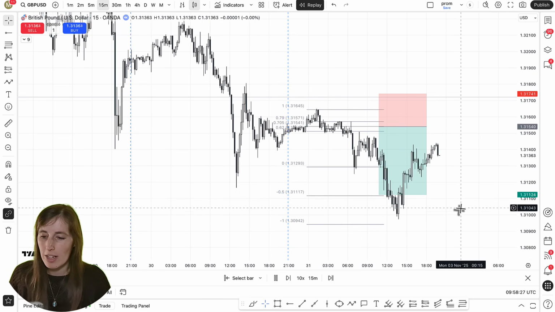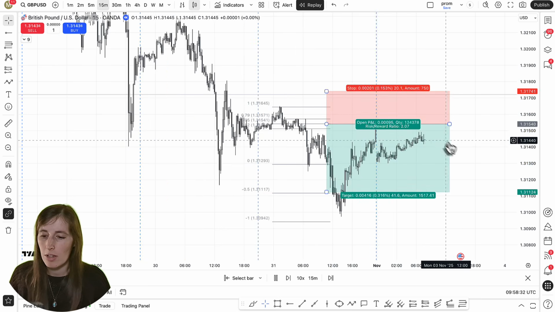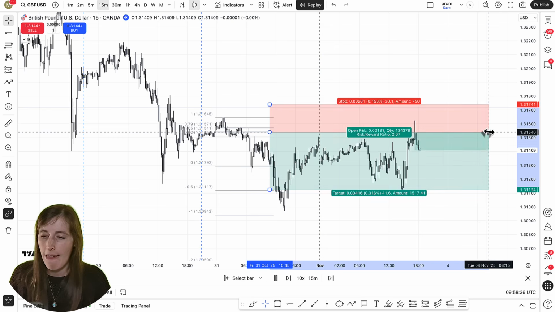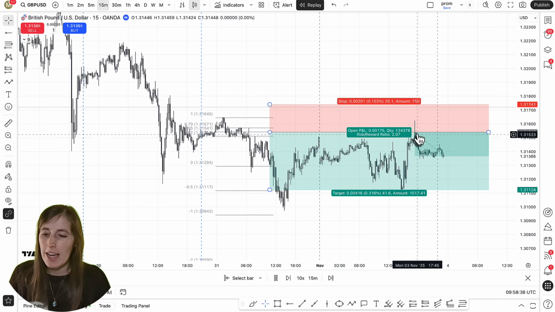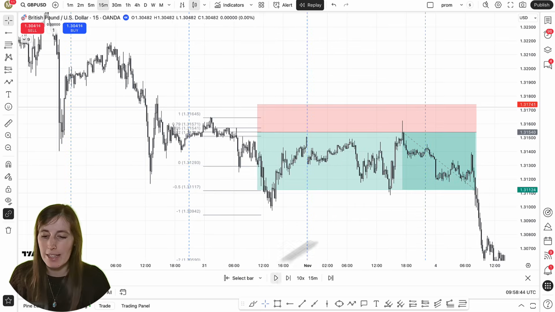So I wouldn't have been triggered into this trade yet. So here I would have been triggered into this trade the next day, and then following that, price would have come down and hit my target.